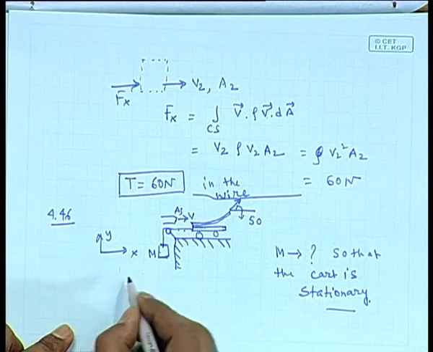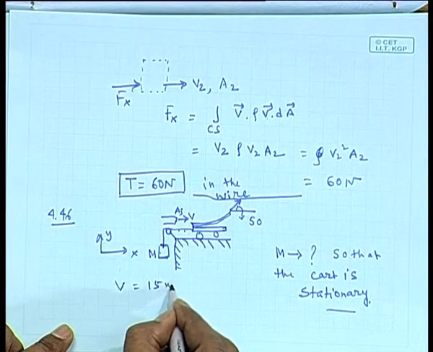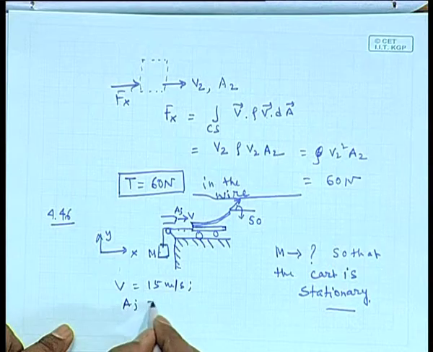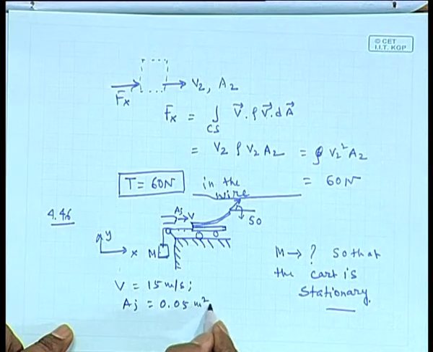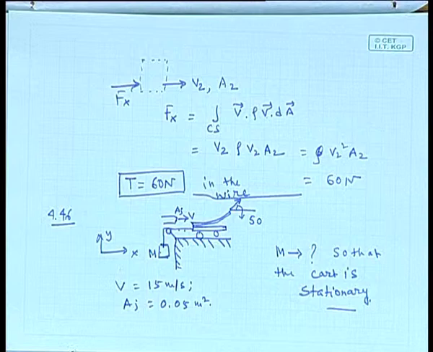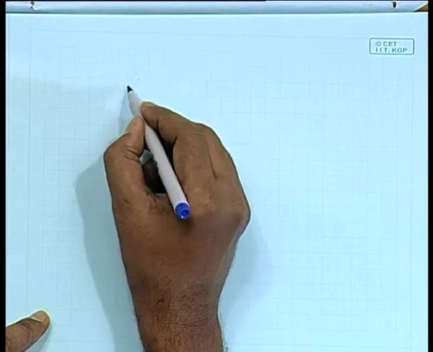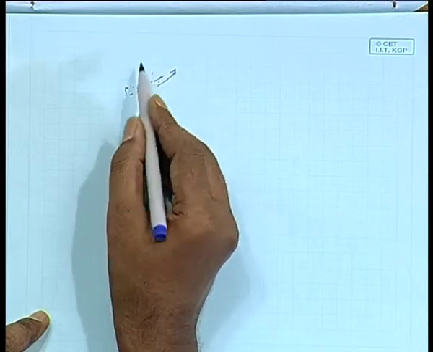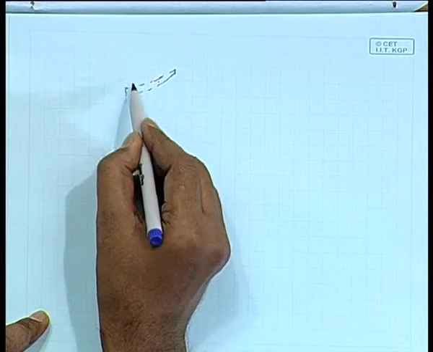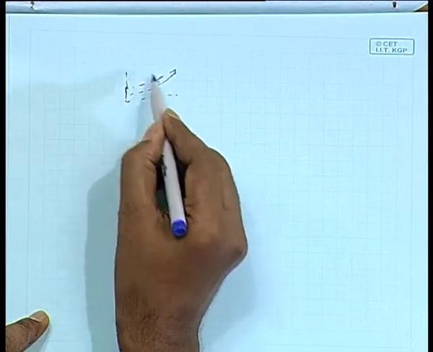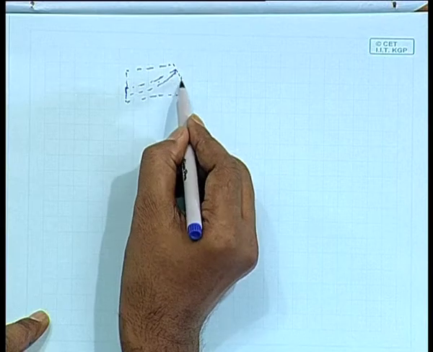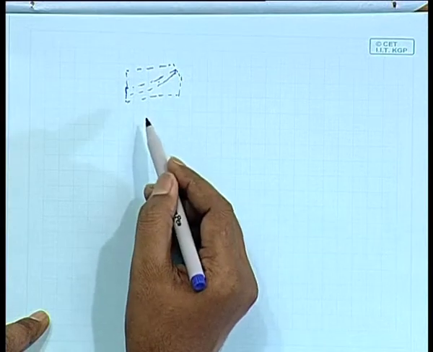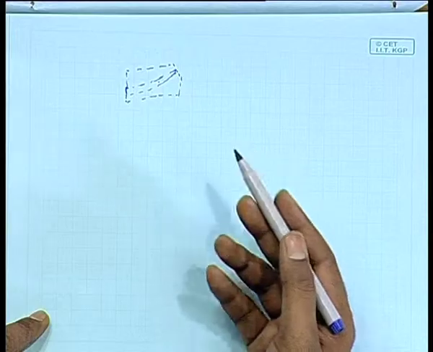V is equal to 15 meter per second in the problem. Area of jet is 0.05 meter square and vane angle is 50 degree. So this is quite a simple problem. Along the vane, you draw a control volume, something like this maybe. Since it is open to atmosphere, pressure is acting in all directions, so there is no pressure force.